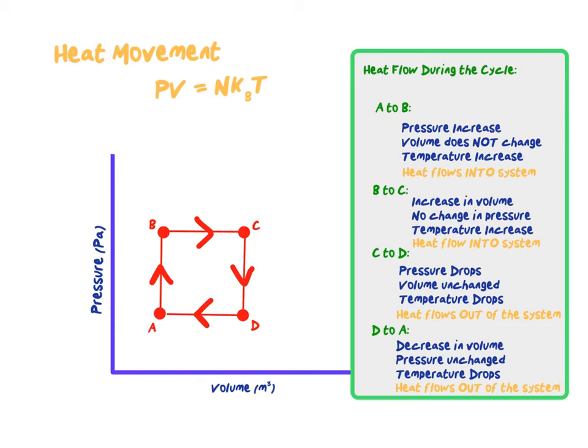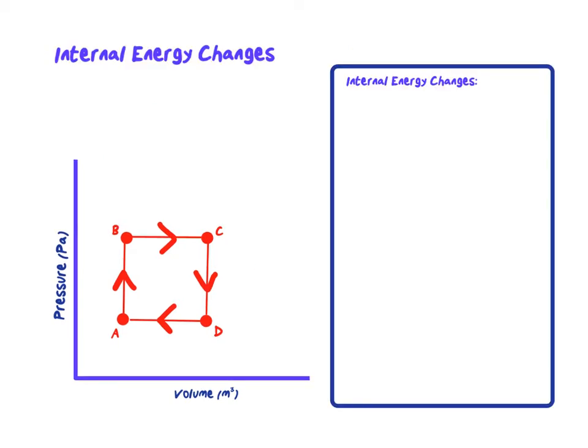Now let's finally take a look at the internal energy, how it changes from A to B to C to D and back to A. So trying to analyze the changes in internal energy, we always remember that we have to look for what the main marker of internal energy is, and that is temperature. And so wherever the temperature increases, we'll have a positive delta U value, and wherever the temperature decreases, we would have a negative delta U value.